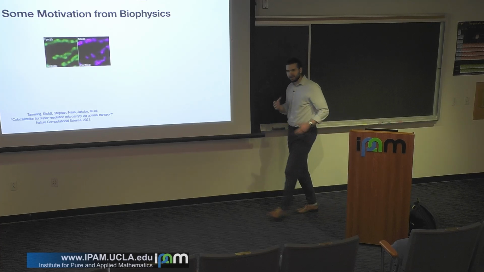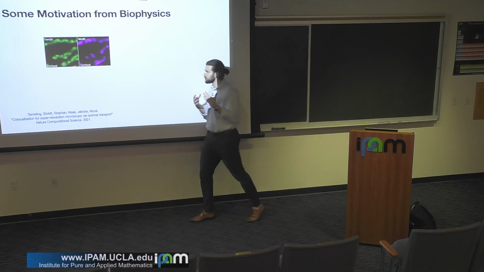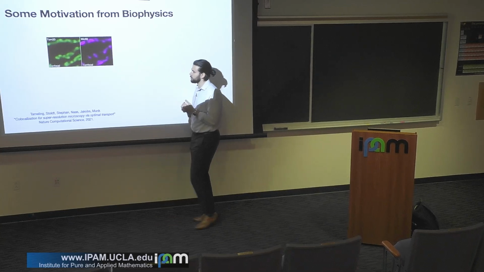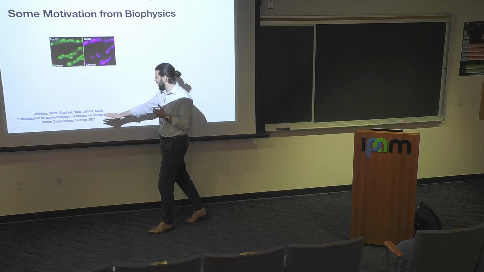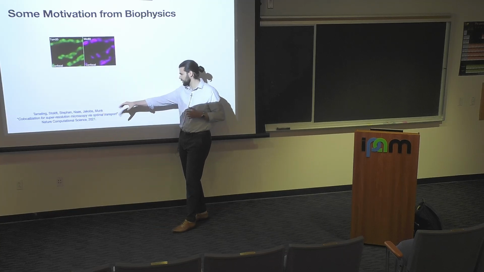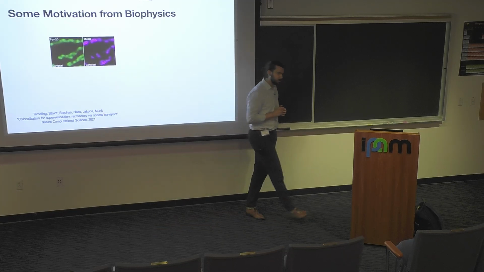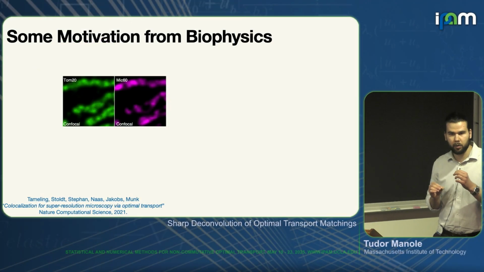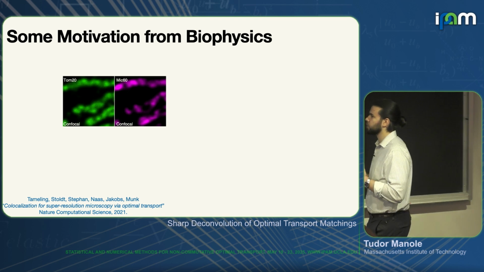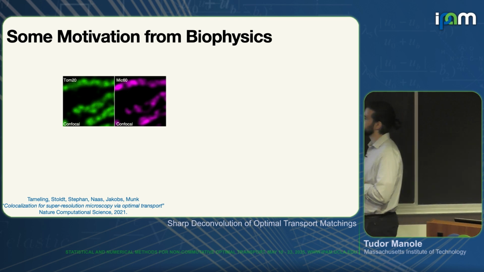The starting point for this talk, again, I want to start very slowly and tell you a little bit about this application to super-resolution microscopy. And the starting point is this paper from a couple of years ago by Axel and by the groups of Axel and Stefan Jacobs at the University of Göttingen. What they were interested in was to use optimal transport for a problem known as colocalization in biophysics. And I'll try to explain what this is through a couple of pictures.